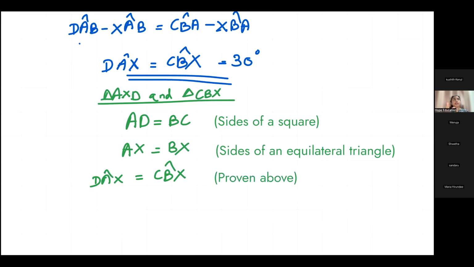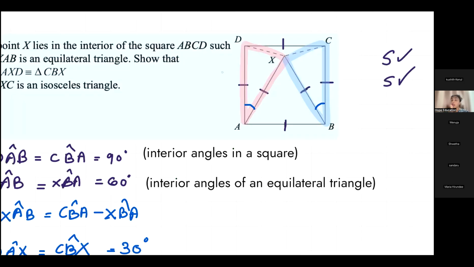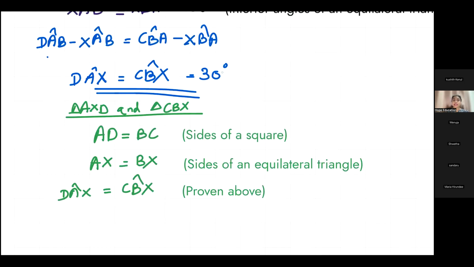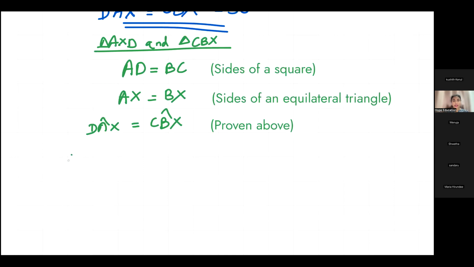Then I have two sides that are equal and the included angle is also equal. Therefore, triangle AXD is congruent to triangle CBX under the SAS case.